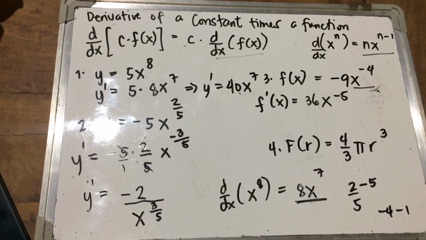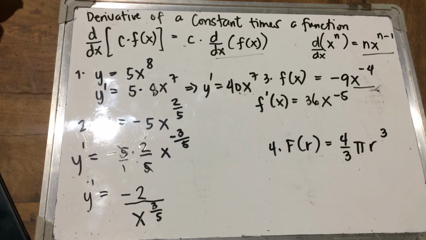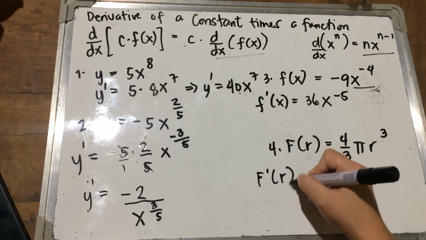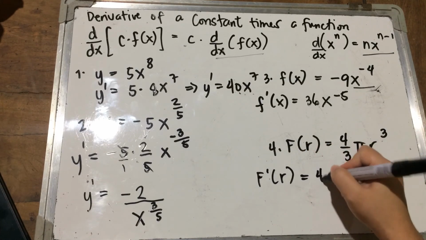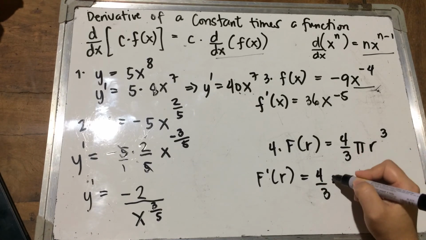And then, for the last example, ganun uli. Lahat ng ating notation is may prime, kasi yun yung notation for the derivative. Pwede rin kayong gumamit ng ganito, d over dx, d over dy. Kung ano yung variable sa ilalim, ibig sabihin, doon nagre-respect yung ating derivative. So, f prime of r is equal to 4 over 3 times, set aside si constant, 4 over 3 pi. Pi is also a constant, sorry.